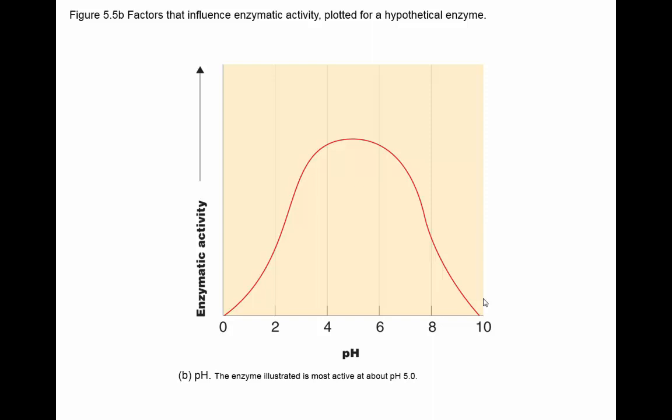pH as well has this kind of a bell curve shape. So enzymatic activity again on the y-axis, pH on the x-axis, and pH goes from 0, which is extraordinarily acidic, all the way to 10, which is extraordinarily basic. About 7 is neutral. This particular enzyme looks like it's functioning from about maybe 3.5 to perhaps 7-ish, somewhere between 6 and 7.